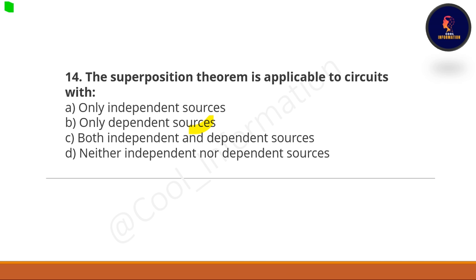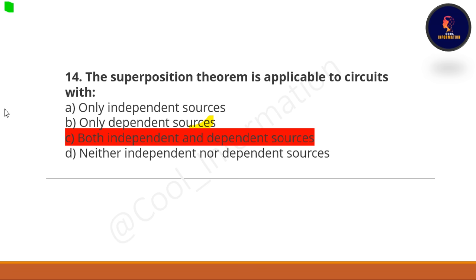Next question. The superposition theorem is applicable to circuits with option A, only independent sources. Option B, only dependent sources. Option C, both independent and dependent sources. And the last option is neither independent nor dependent sources. And the correct option is option C, which is both dependent and independent sources.